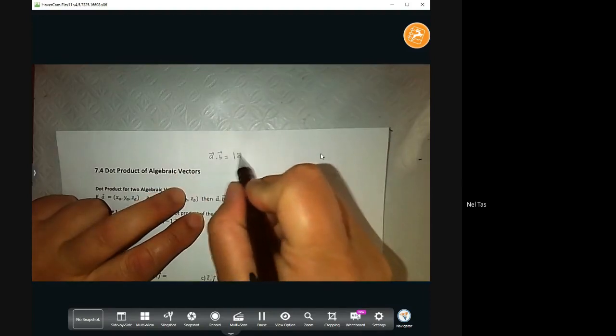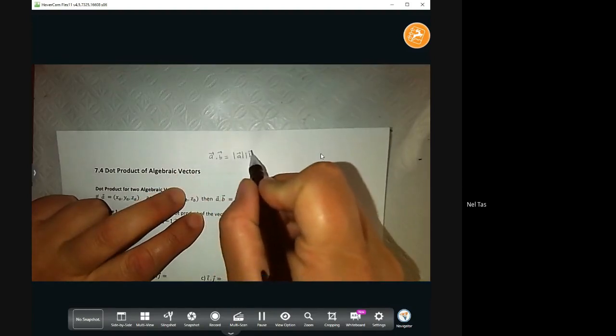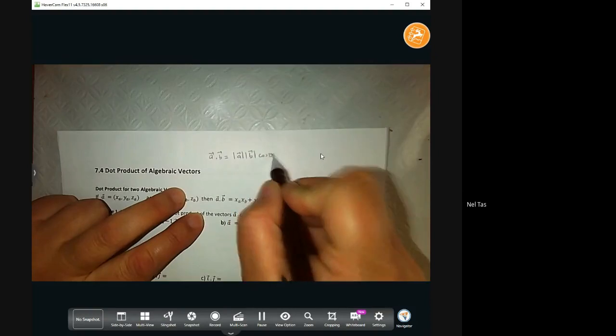Okay, so we are looking at dot product of algebraic vectors. That corresponds to 7.4 in your textbook. Previously, we looked at dot product of geometric vectors, and we said that if you have A dot B, this is equal to magnitude of A, magnitude of B times cos theta. Okay, that was for geometric vectors.